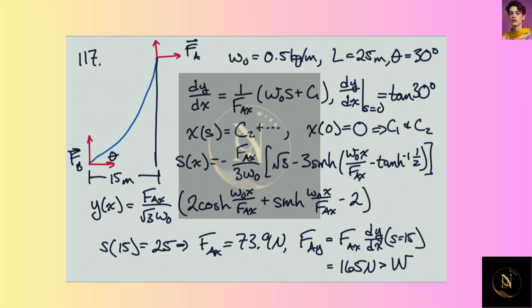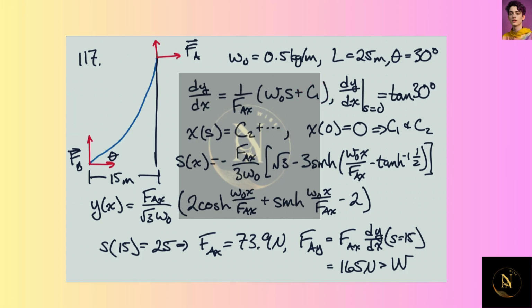Now we know that the slope is given as a function of s by this expression. And so we know at s equals 0, which we're going to call this point here, so s measures up the curve here, the slope has to be the tangent of that angle. So that gives us one equation where we can find C1.